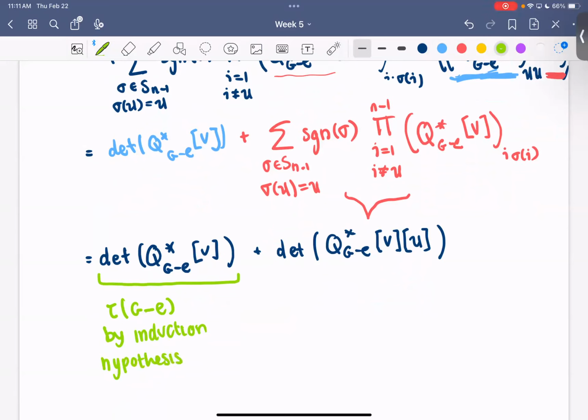So then what we want is for this to be equal to tau G contract E, and then we're done. So what we want is that this is tau G contract E. Okay, so let's argue why that will be true.